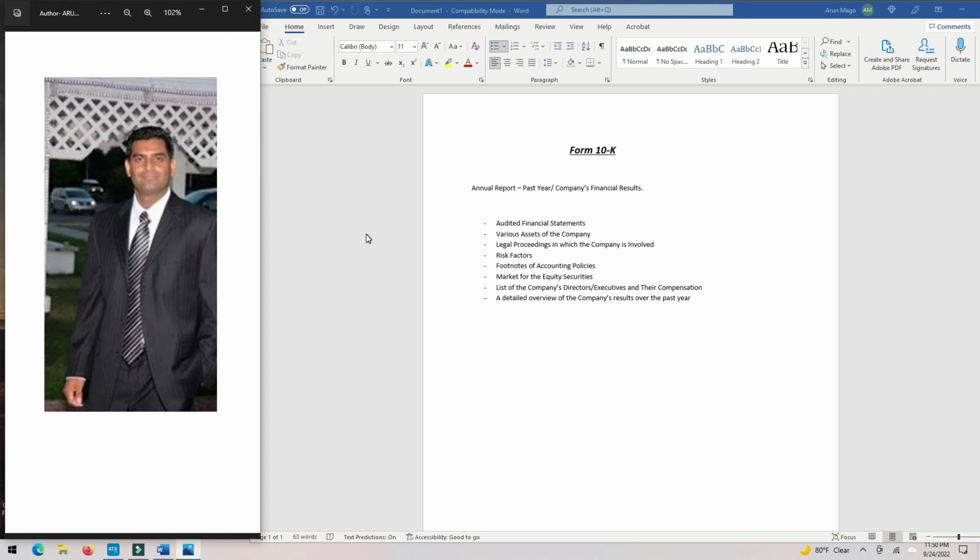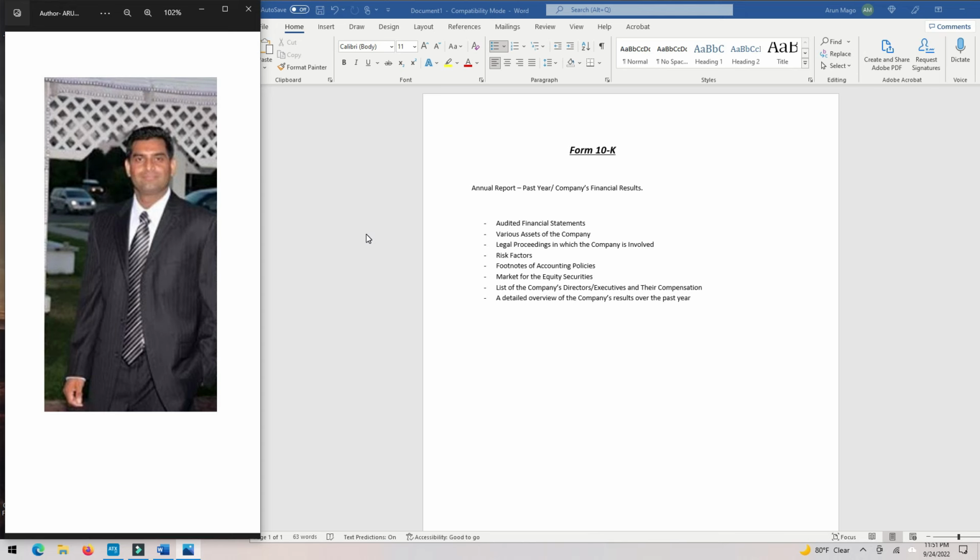Second thing that you need to look for in Form 10K is the various assets of the company. What sort of assets does the company have? If the company is a large stock company, it has billions of dollars worth of assets, low debt to equity ratio, great current ratio. Does it have a small amount of inventory or a large amount of inventory? How do their accounts receivable look? So you need to look at the various assets of the company. You need to determine if the company is in a good financial position.